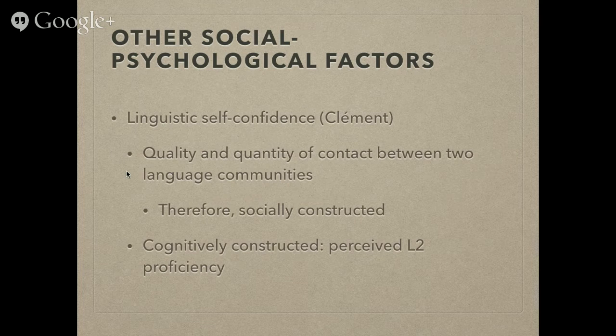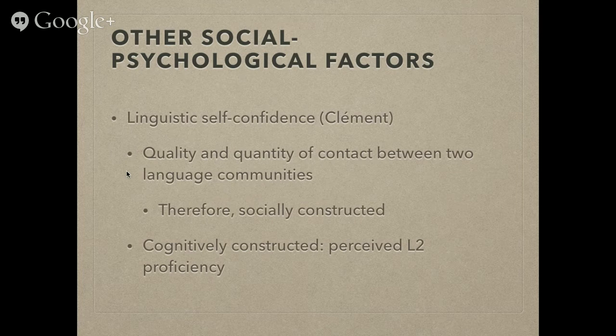It shows that you're not really willing to go forth and talk with those people very often in meaningful ways. But the more you do so, the more self-confidence there is. So Clement views this as a socially constructed factor. Basically, people have to work together in order to become more self-confident or less self-confident.